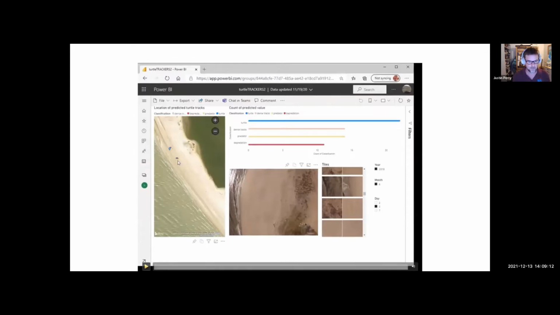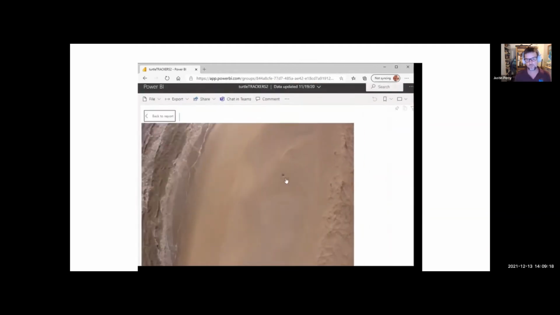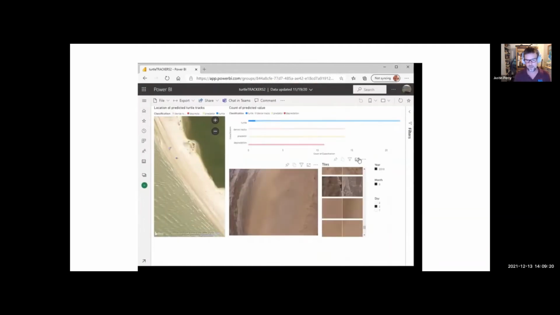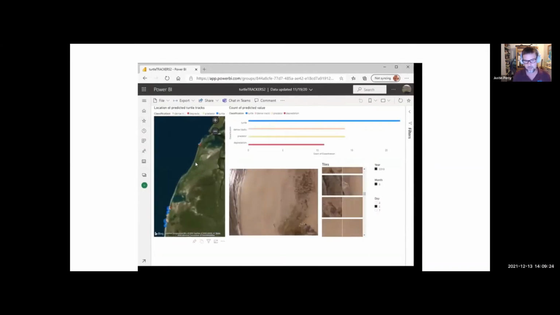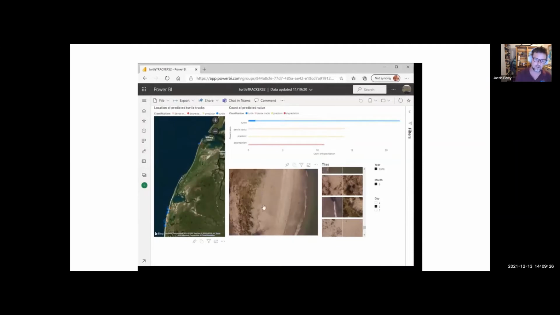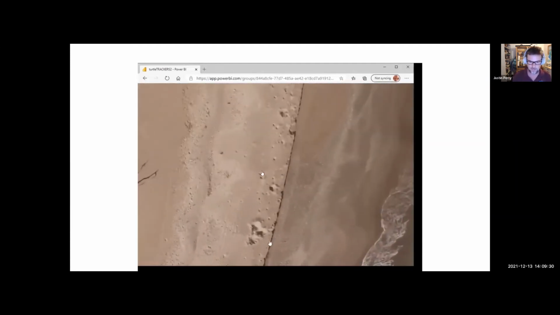So there's a little video here that shows really what the ranger sees after they've put the photos into the OneDrive folder. It's a visual representation of those photos that say, this has been predicted to be a turtle track or a predated nest. This is where it is on the area that you're looking at. And so here we can see some pig diggings on the beach.